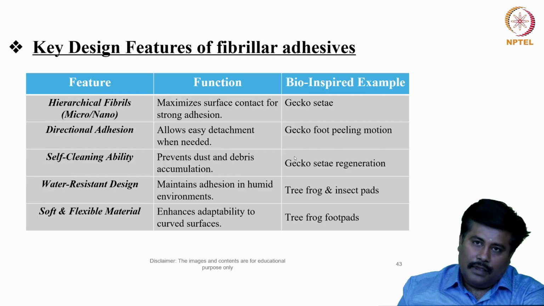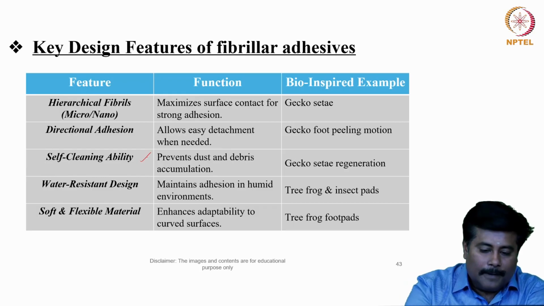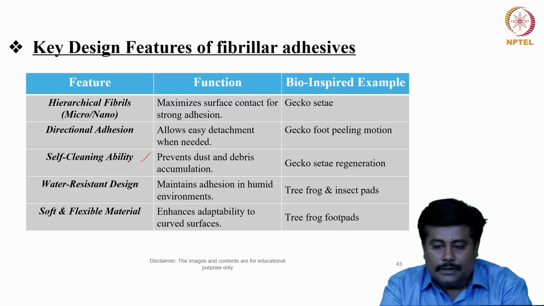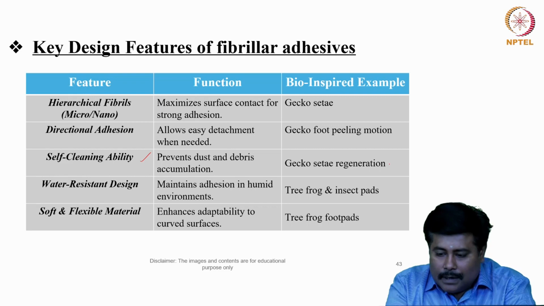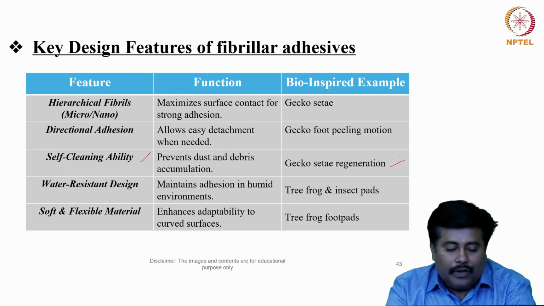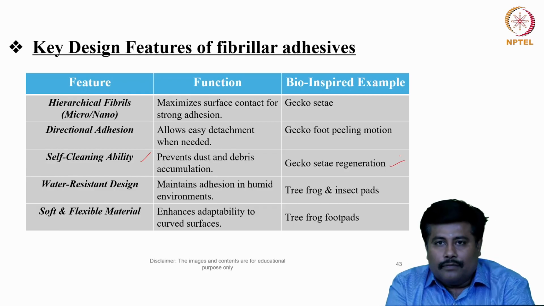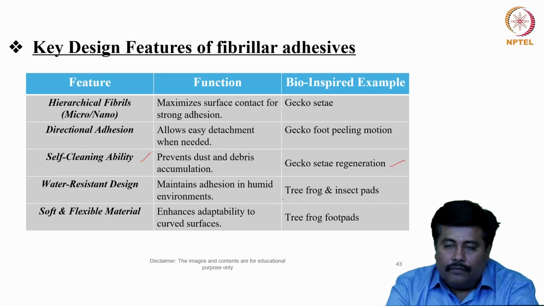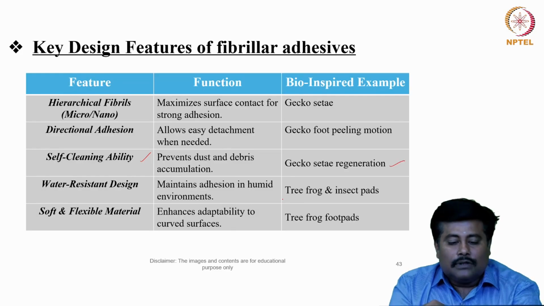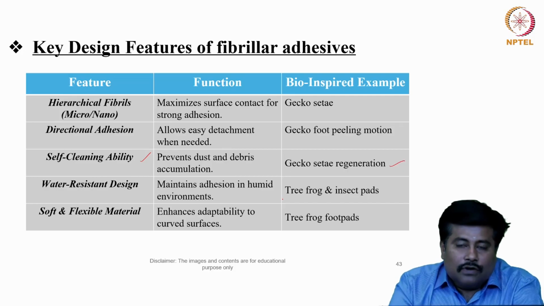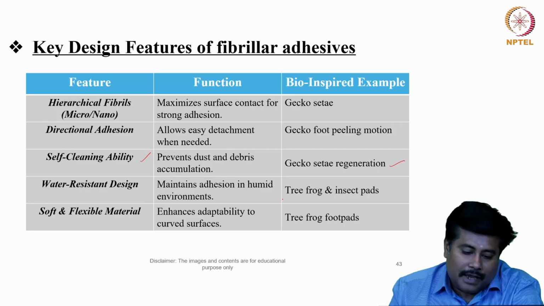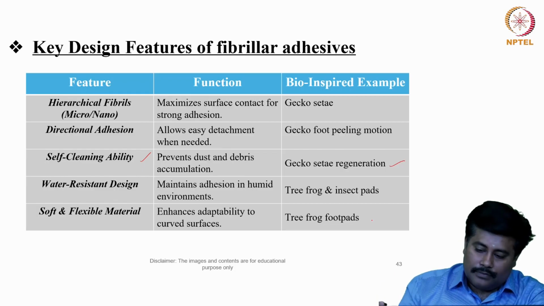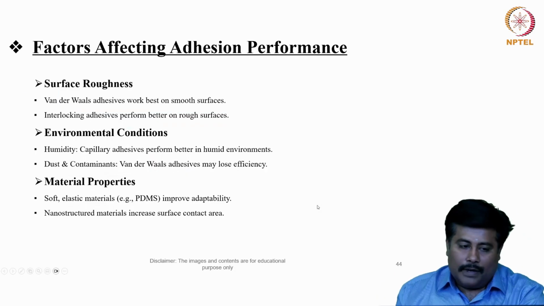Next, some of the key features include the self-cleaning ability. When we look into its function, it prevents dust and debris accumulation. A bio-inspired example is gecko setae regeneration. From a water resistant design point of view, it maintains adhesion in humid environments, like how a tree frog or an insect pad works. Similar to this, it maintains adhesion. It has a soft and flexible material, which enhances the capability to adapt to curved surfaces. This is one of the key advantages we can observe with reference to tree frog footpads.